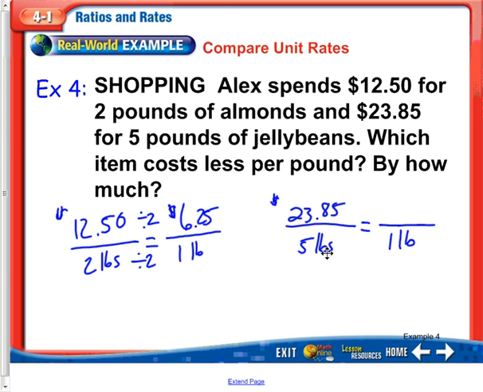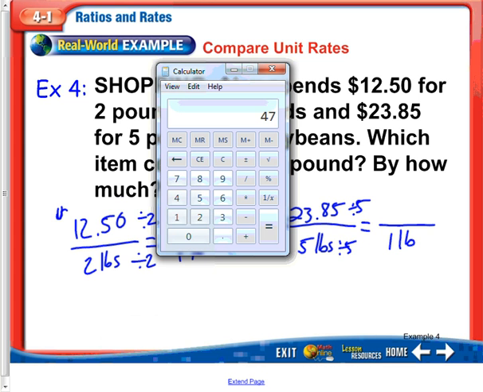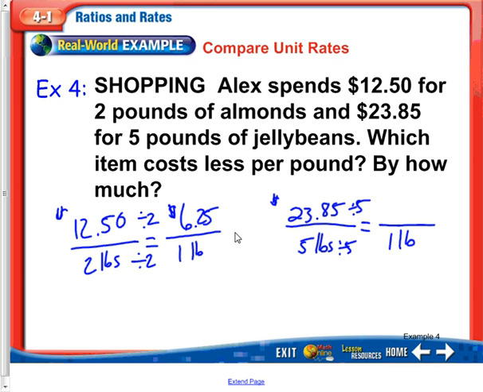And to get from 5 to 1, you divide by 5. So we're going to divide by 5 on top. And so when we take $23.85 and we divide that by 5, we get $4.77. So we have $4.77, and that's per 1 pound. So the jelly beans is actually cheaper per pound.